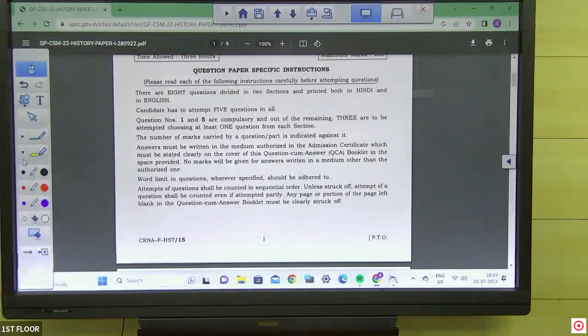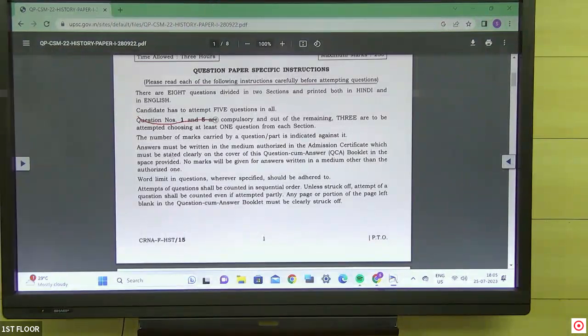Right, look at this, read this. In the question paper, 1 and 5 are what? Compulsory. Out of the remaining, 3 are to be attempted, choosing at least one question from each section. So the instructions are very clear, right? There are how many questions? 8 questions, which consist of 2 sections. That's why I told you, Section A and what? Section B.